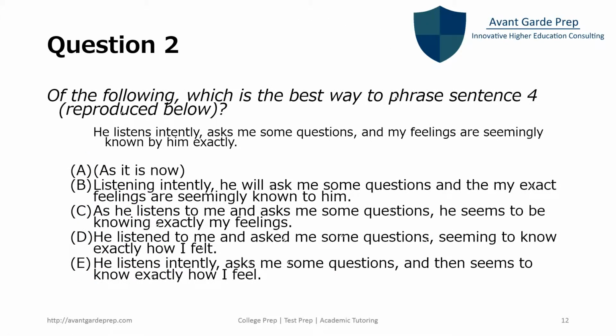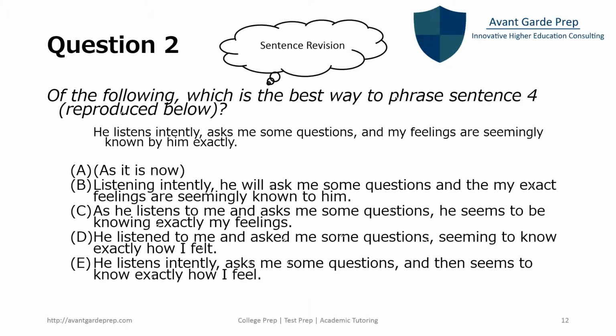Okay, next question. Of the following, which is the best way to phrase sentence 4, which is reproduced below? So this is a sentence revision question. Here's sentence 4. He listens intently, asks me some questions, and my feelings are seemingly known by him exactly. Another part that we underlined. We're getting good at this. Okay, so since we underlined it, we already know that something's wrong, so we're going to eliminate A. It's not right as it is now. Let's look at our other answer choices.